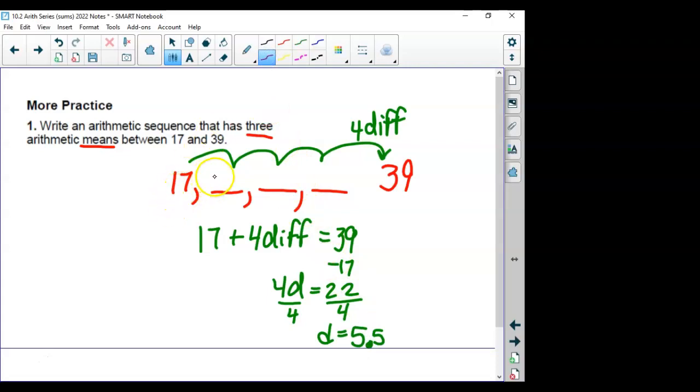So 17 plus 5.5, 22.5, guys. Plus 5.5 would be 28. 33.5, 38, 39. That seems right. Seem okay?